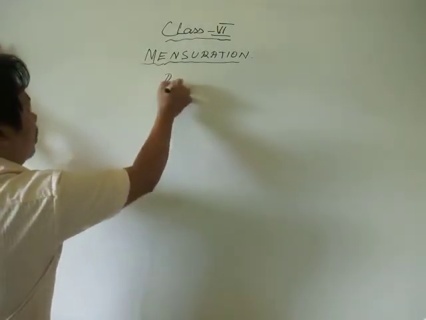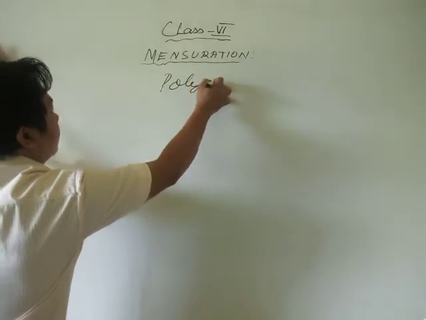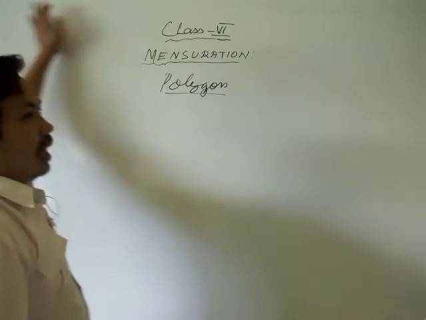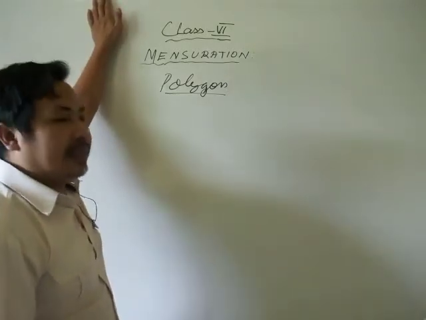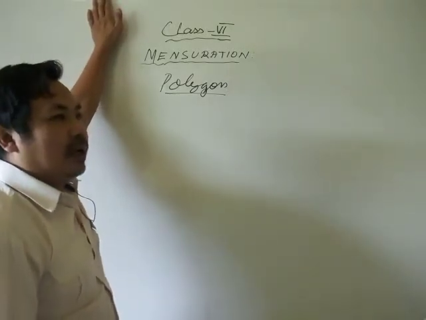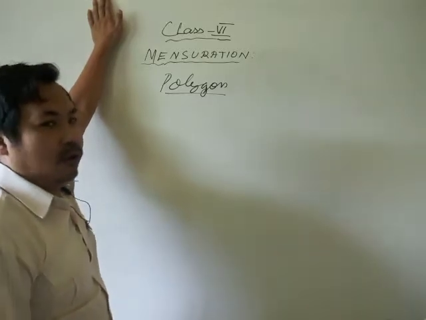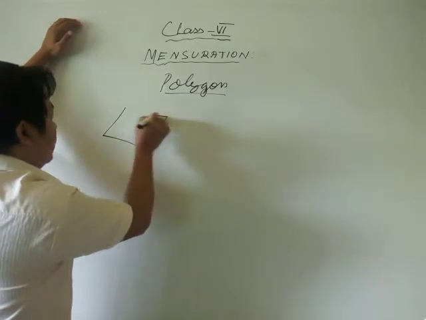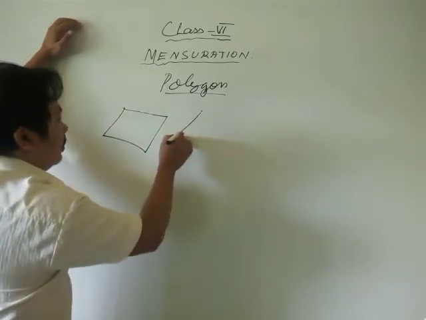Actually, they are called polygons. Polygons are those figures having sides, and their sides are closed, not open. For example, this is a polygon.